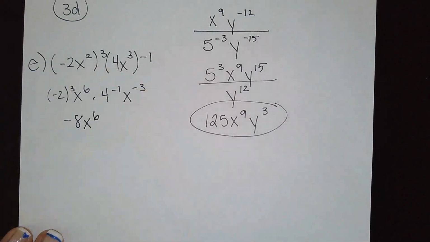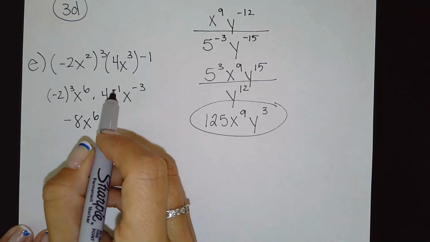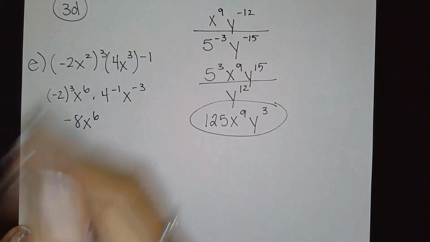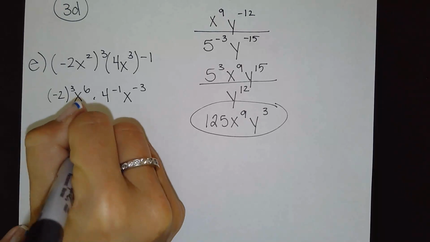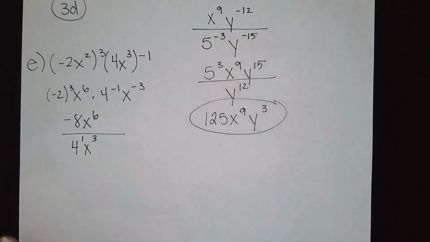X to the 6th is good. I don't have to move that anywhere. Now, I have 4 to the negative 1 power. I can move that down. I can create this fraction. So now I have 4 to the first power when that moves down. Same thing here. I have this x to the negative third. I can move that to the bottom. I'm just creating this fraction.